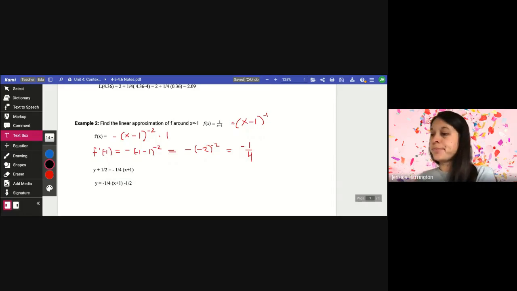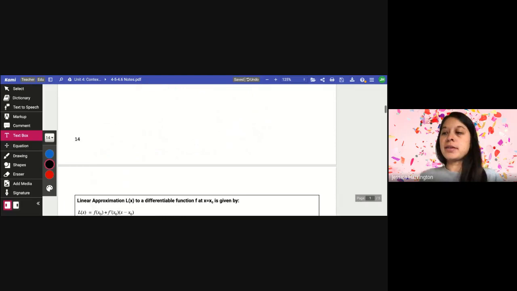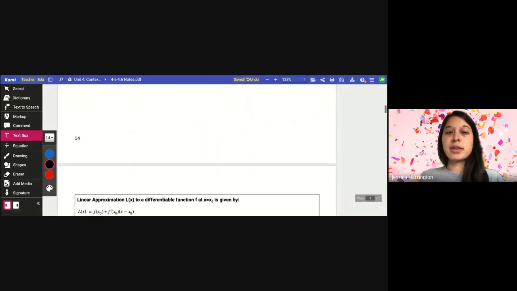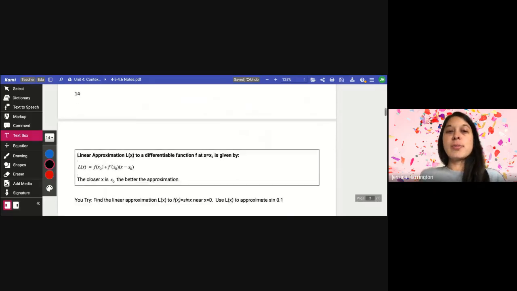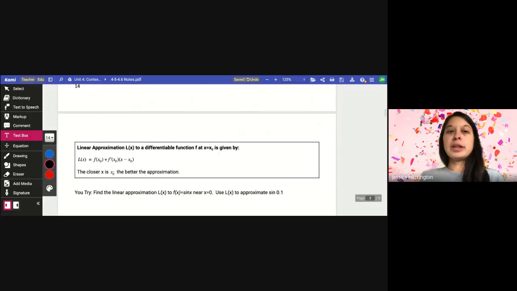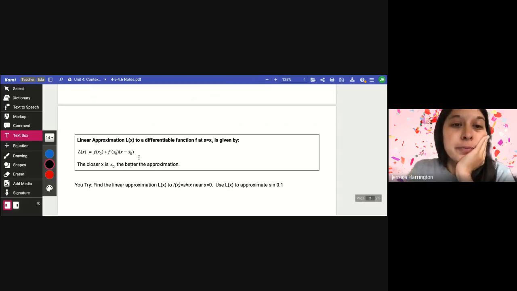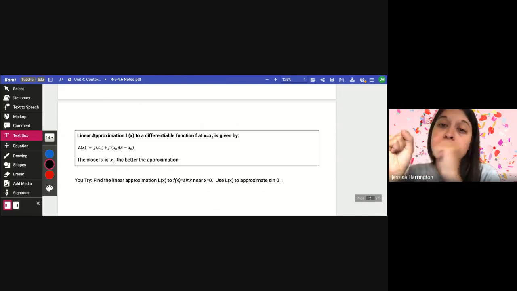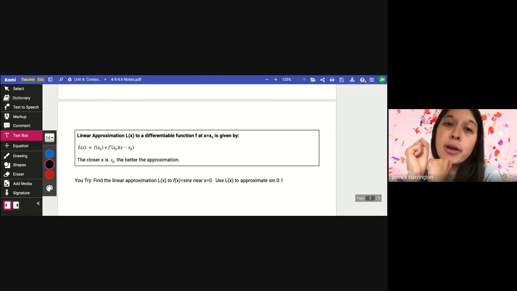All right, so here's where we formalize the definition. This is what I used in the first example, but this is what you could write as your linear approximation, your formula for it. The linear approximation, L of x, applies to a differentiable function at a given point by simply doing this: L of x equals the initial y value plus the change in y, right? Which is the derivative, the slope, times the change in x. The closer the value you're looking for is to that initial point, the better approximation it is.